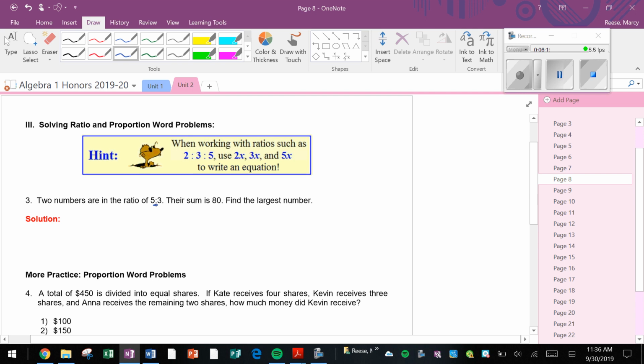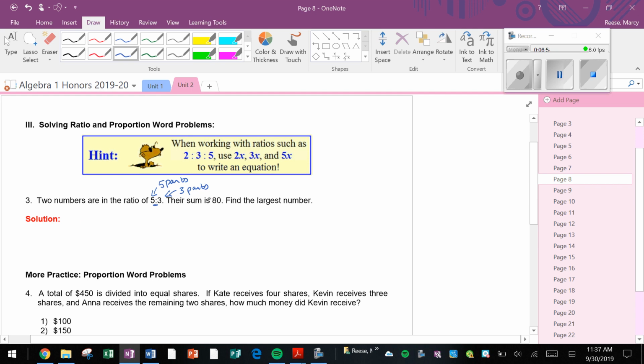Okay, so if I say two numbers are in the ratio of 5 to 3, and their sum is 80, find the largest number. This means that one number is 5 parts to this number's 3 parts. So we don't know how many total. Like, for example, up in the top there in the hint, it says when working with ratios such as 2 to 3 to 5, we're going to use 2 to some part, 3 to some part, 5 to some part. And we're going to write an equation from that.